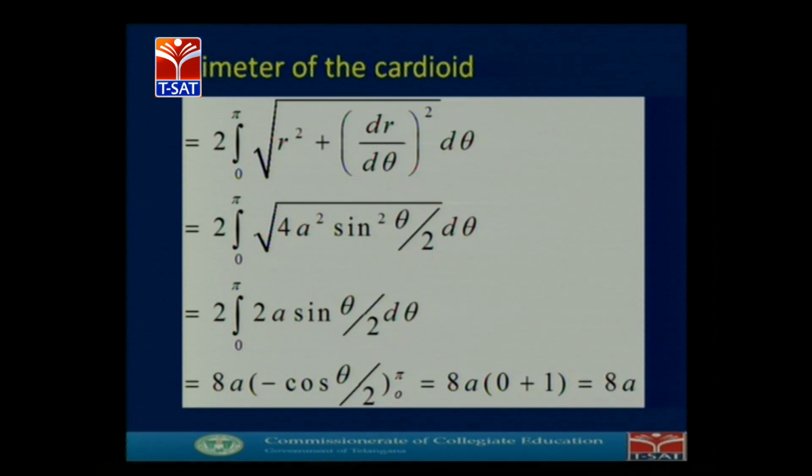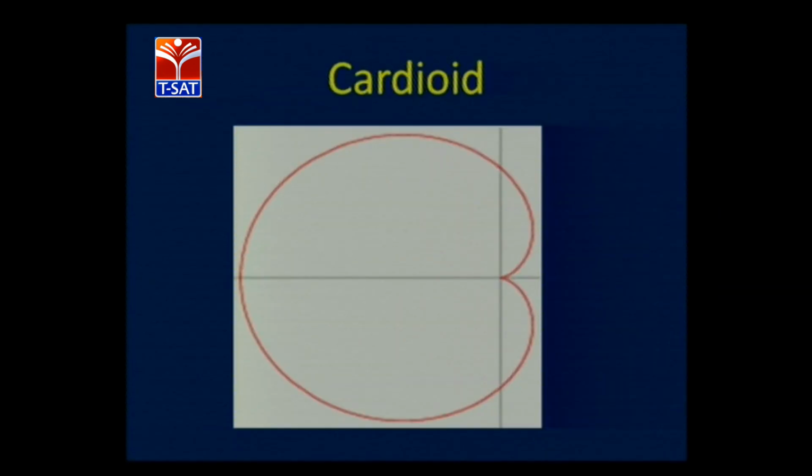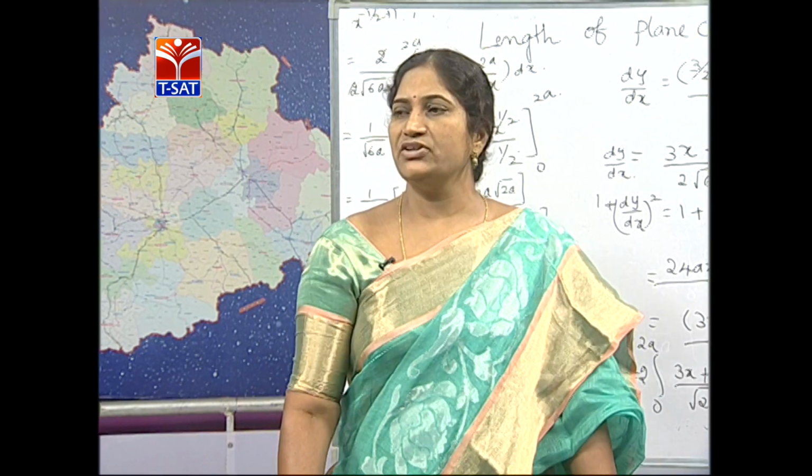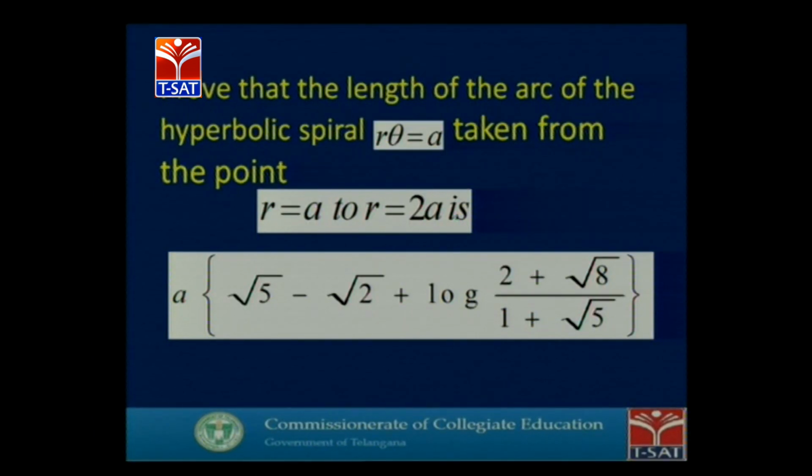Suppose the equation is given the other way, in terms of r: theta is equal to a, and it varies from r is equal to a to r is equal to 2a. That means we need to integrate with respect to r.